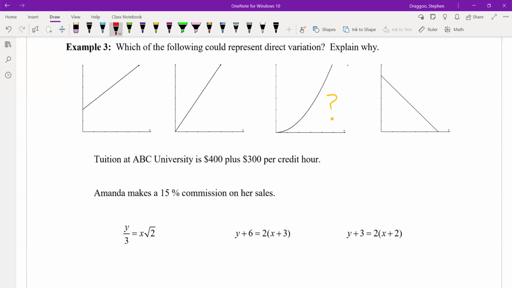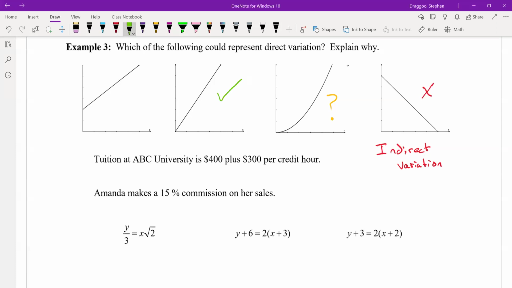One that I know is definitely not direct variation is going to be this one out here on the end, the one that has a negative slope. This is actually going to be an example of indirect variation. As x gets bigger, y gets smaller, and the reverse is true.